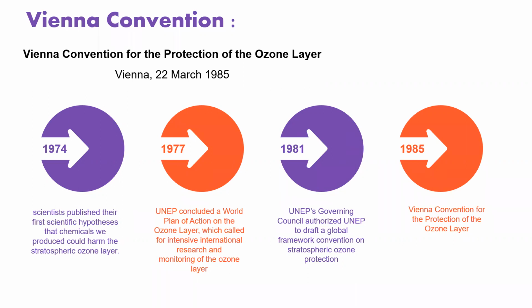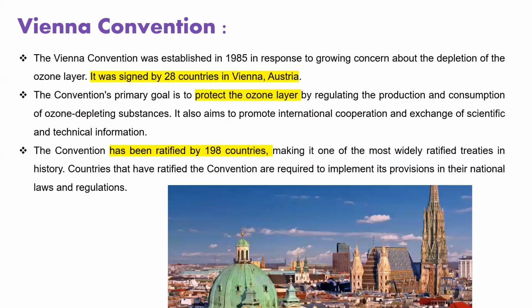By the year 1977, UNEP concluded a world plan of action on the ozone layer, and then in 1981, the UNEP's governing council authorized the United Nations Environment Programme to draft a global framework convention on tackling the ozone layer depletion. And that's where, on the 22nd of March, 1985, the Vienna Convention for the Protection of the Ozone Layer went into effect.